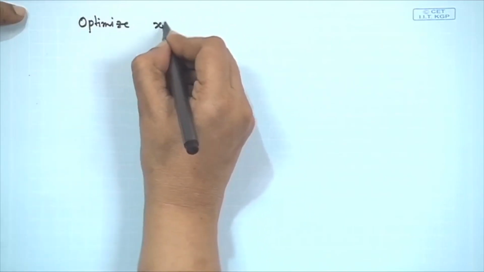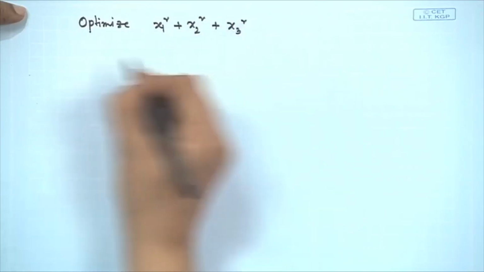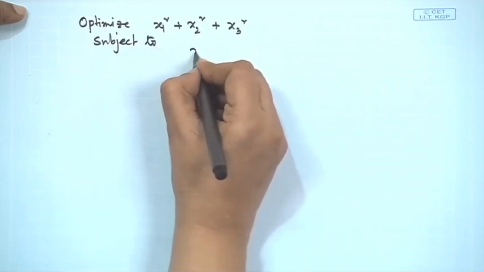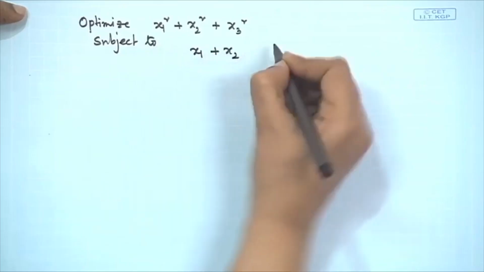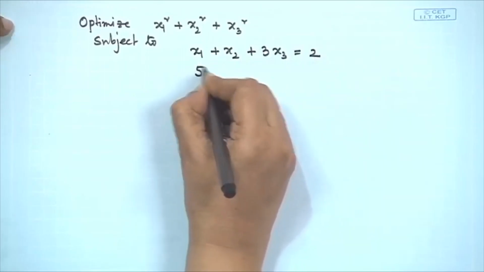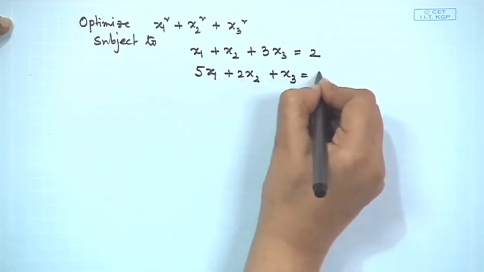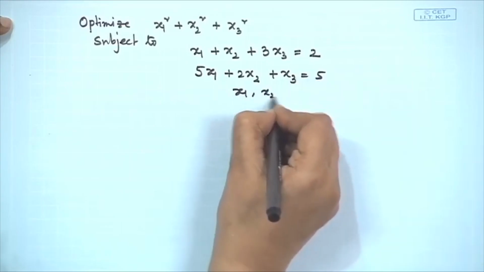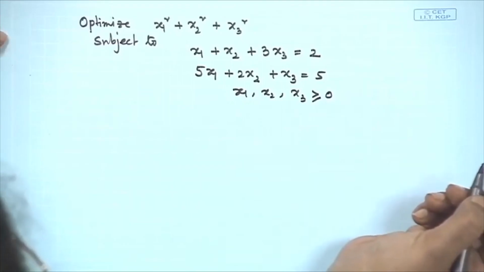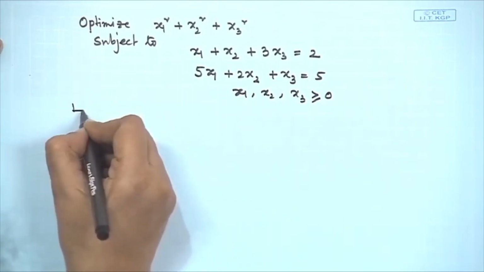optimize, subject to x1 plus x2 plus 3x3 is equal to 2, and the second constraint is 5x1 plus 2x2 plus x3 equal to 5, and we have the non-negativity constraints on the decision variables. Alright. Now, for solving this problem using the Lagrange multiplier technique, we need to formulate the Lagrange function.